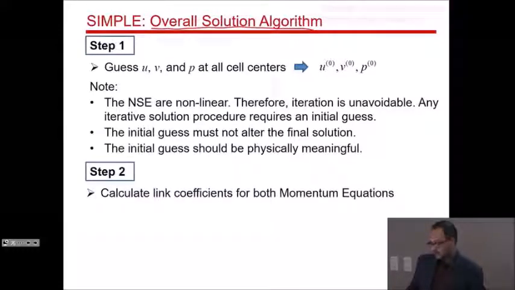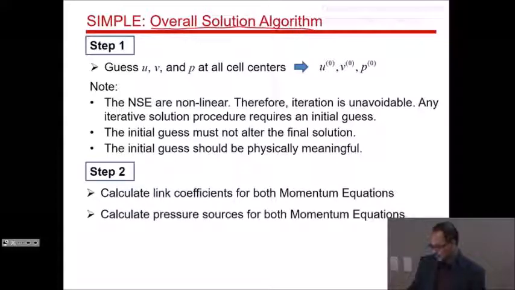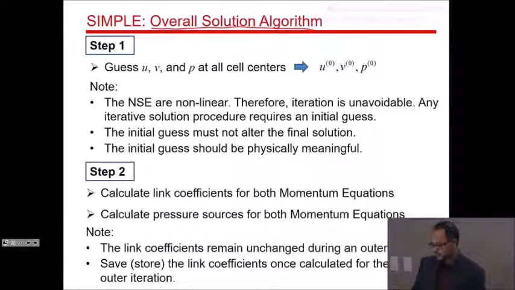Next step is to calculate the link coefficients of your momentum equations. You already have the equations, so I'm not going to belabor the points. Then after you've calculated links, you calculate pressure sources because you know your pressure, guessed it already. The link coefficients, once you calculate them in step 2, I want to emphasize this, remain unchanged during an outer iteration. Do not change them anymore, until you get back to step 2 again. You need to save and store the link coefficients once calculated for the entire outer iteration.